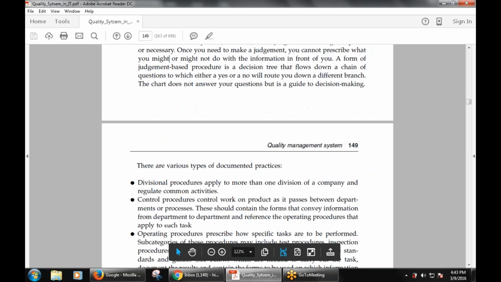And there are various types of documented practices, that is, the procedures that will be followed. First is the divisional procedure, which applies to more than one division of a company and regulates the common activity. Then control procedures, which control the work on the product as it passes between the departments or the processes.